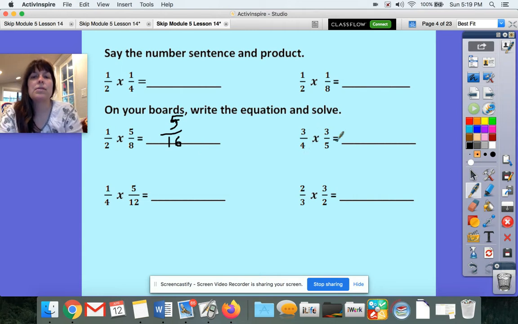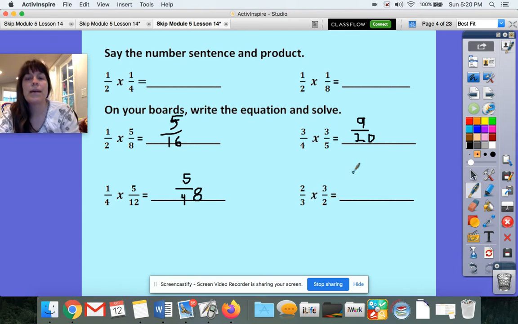Next one, 3/4 times 3/5. And the answer is 9/20. Moving on. 1/4 times 5/12. And the answer is 5/48. Any common factors there? No. Okay, and the last one, 2/3 times 3/2.